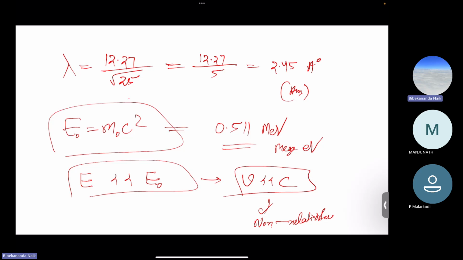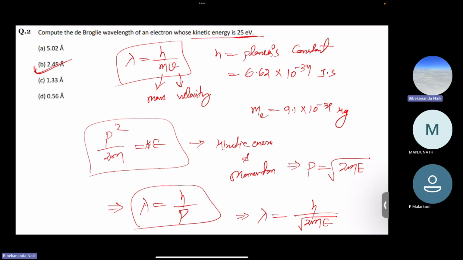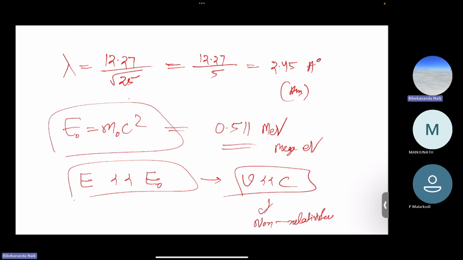So the energy of the electron will be how much? Energy will be m0 into c square. If you put the value of m0 as 9.1 into 10 to the minus 31 kg and c as 3 into 10 to the power 8 meter per second, it will give you 0.511 MeV. Now if you compare the rest mass energy to the energy that the electron has in our problem, the kinetic energy is 25 electron volt. So the energy is very less than the rest mass energy of electron. Since energy is directly proportional to the square of the velocity, the velocity is very less than c. So when the velocity is very less than the velocity of light, the case is non-relativistic, or the electron is under non-relativistic motion. Is this clear? Yes, sir.